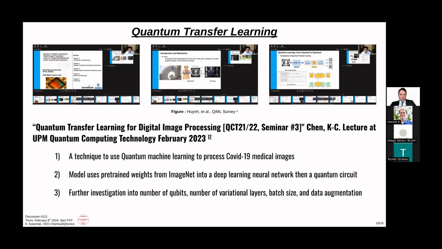So, quantum transfer learning for digital image processing, this one by Chen, KC. This is UPM, Quantum Computing Technology, February of 2023. This demo, short of it just being awesome, yes, there's lots to fix with it, but this is a PennyLane demo. If you have a data set and you know how to code a little bit, you can very easily use your own data set.